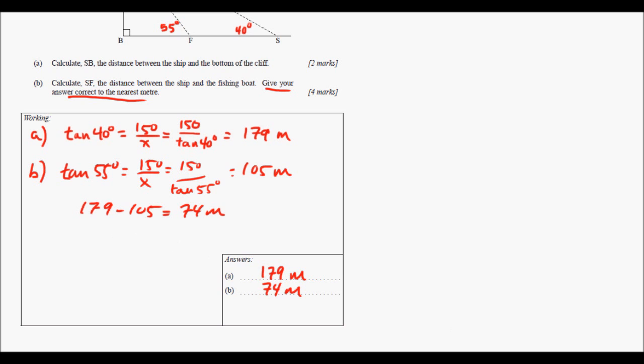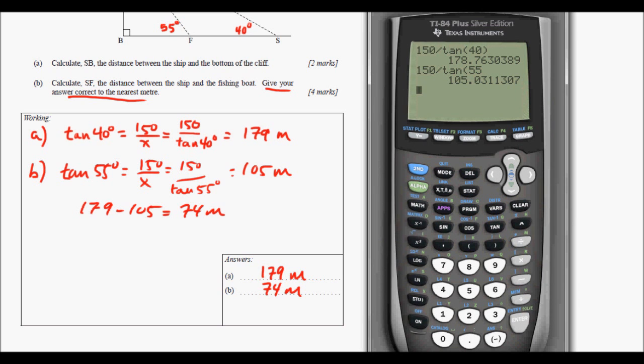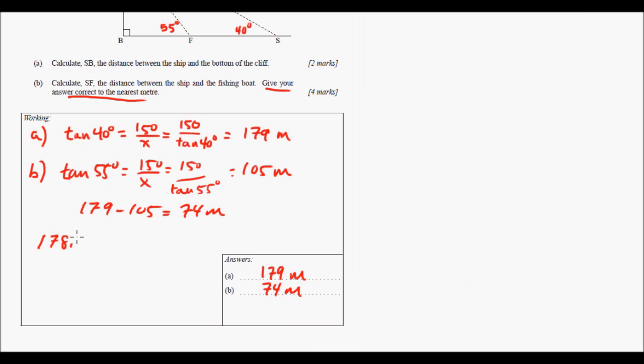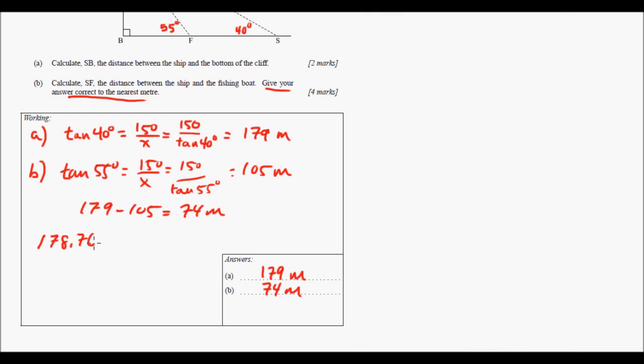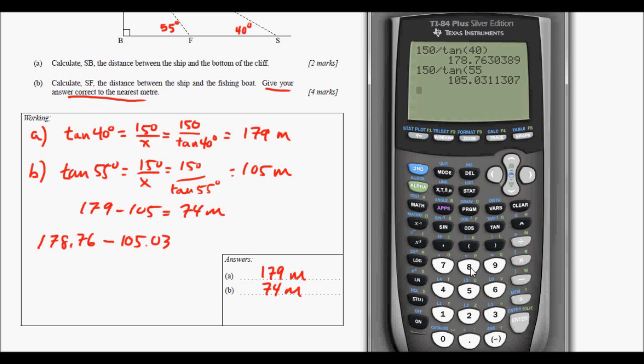And I knew it was fine because I was looking at the answers, but let's look back at this. You really got to be careful doing that. In fact, I shouldn't have done that. So if I'm going to do 178.76, I'll do it to a couple decimal places, minus 105.03. In fact, I can just do 178.76 minus the answer. So second answer's right there. And I get 73.7.